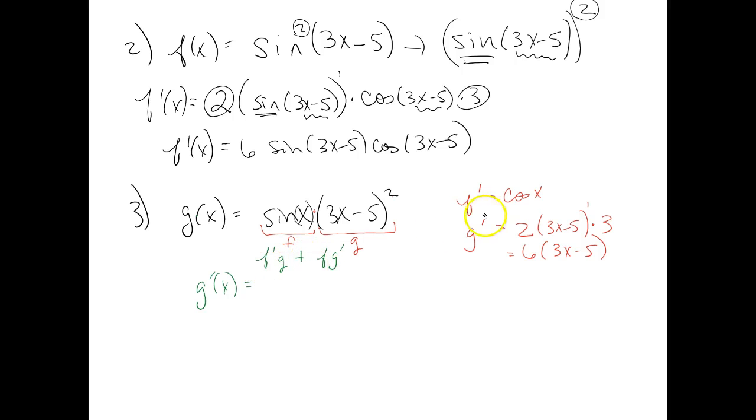So my f prime is cosine of x. My g is this normal function, so 3x minus 5 squared, plus my f is just sine of x. And then my g prime is this business over here. So it's just good note taking and then putting it in the right spots when you rewrite it.